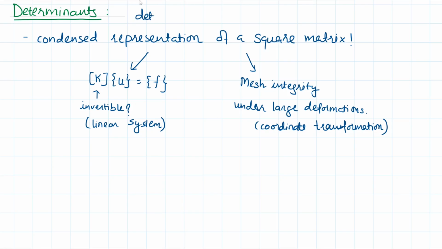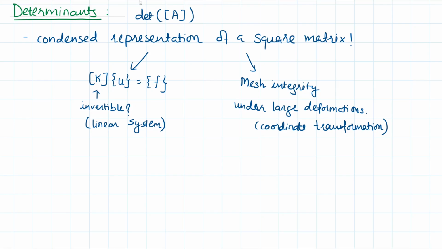A determinant of a matrix A is merely a condensed representation of a square matrix. Okay, and why are we talking about it? Because it's useful in a variety of applications.